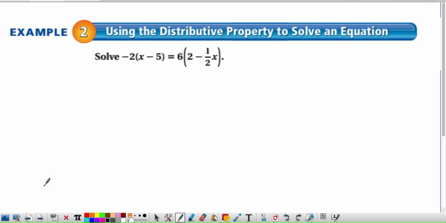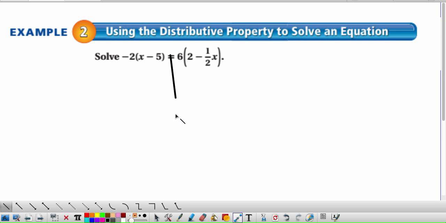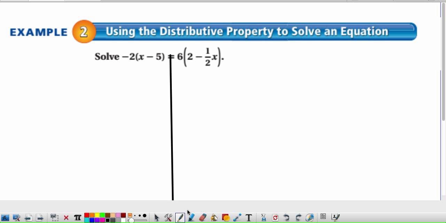Our next example is basically the same thing, except we are going to add the distributive property in. So I'm still going to draw my line down my equal sign to keep everything separate. You always have to distribute first. Anytime you have something multiplied outside of parentheses, you've got to multiply it by everything inside the parentheses. So this is negative 2 times x, which is negative 2x. I'm going to bring my subtraction sign down, and I'm going to say negative 2 times 5, which is negative 10. I'm going to bring my equal sign down.